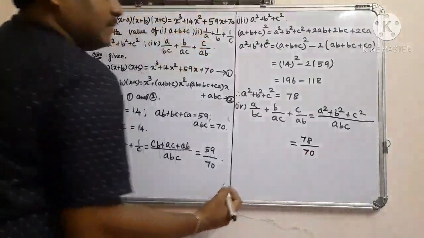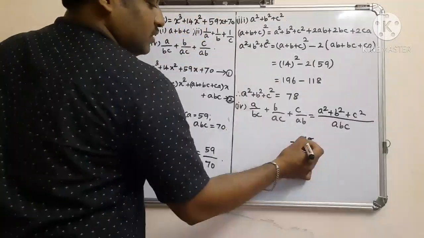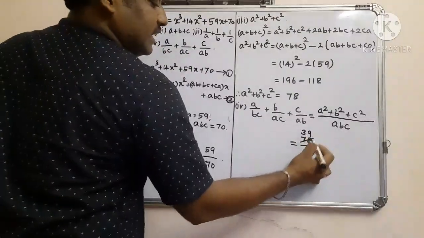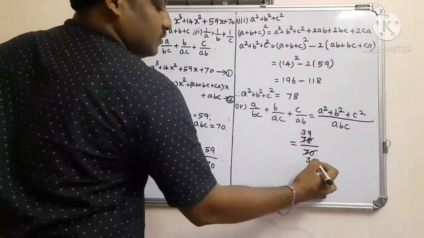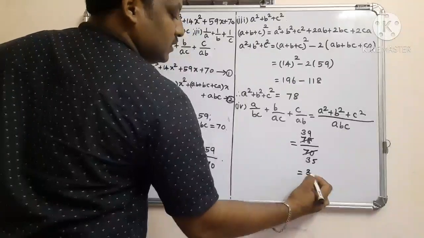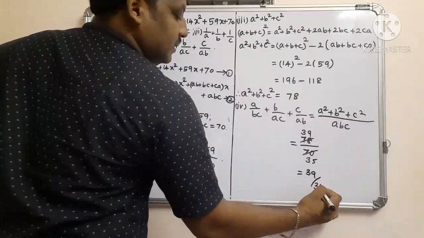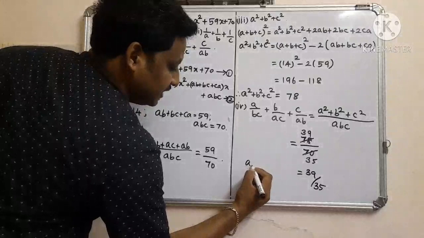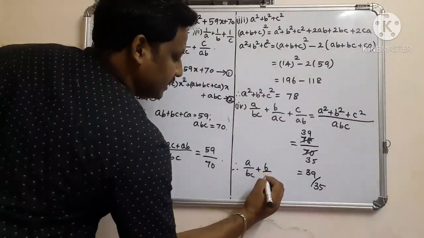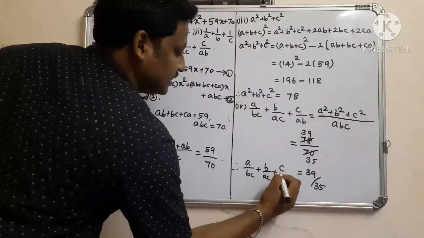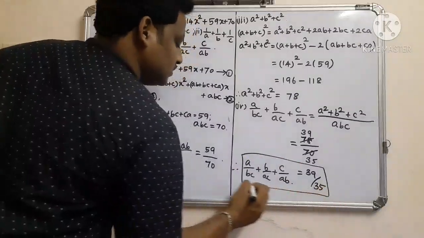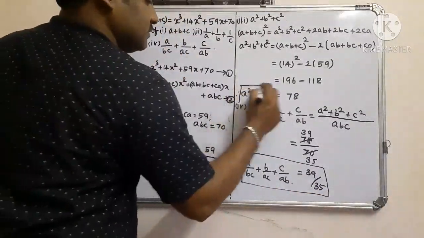So 78 divided by 70. We can simplify this value. 3 twos are 6, remaining 1, 9 twos are 18. Here 3 twos are 6, remaining 1, 5 twos are 10. So which is equal to 39 divided by 35. This is the value of a divided by bc plus b divided by ac plus c divided by ab. Understood? So this is an important 5-mark question.